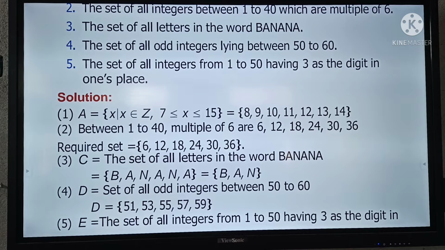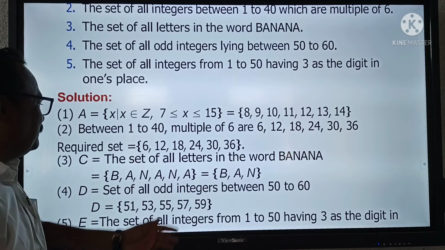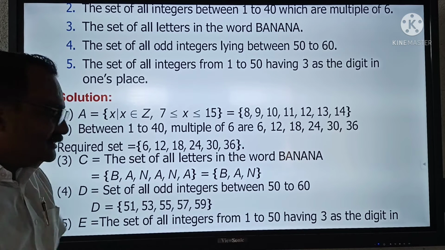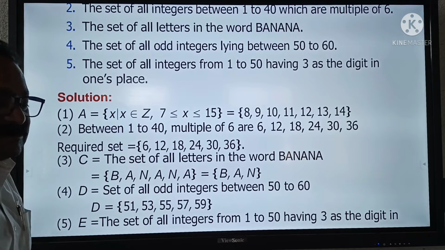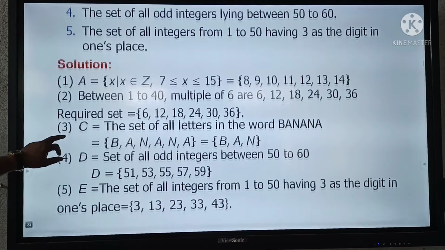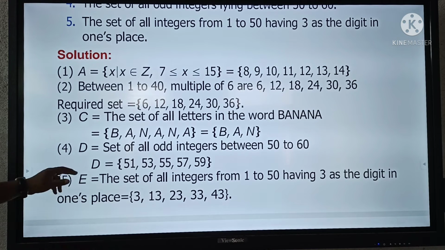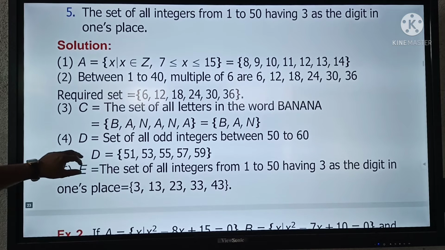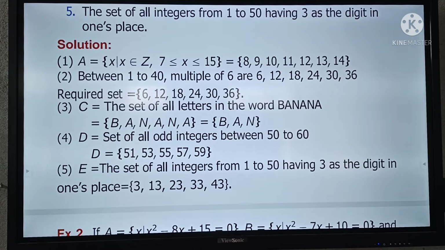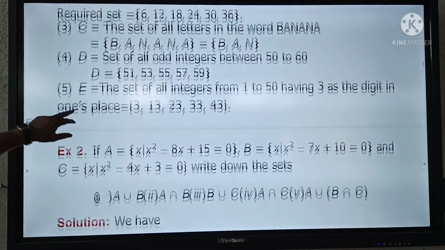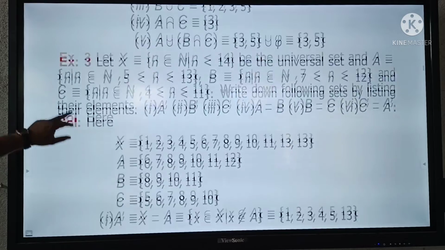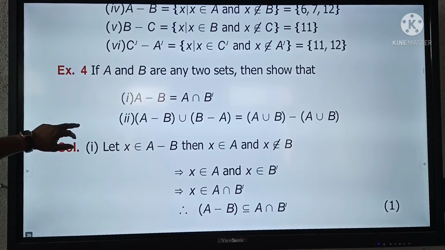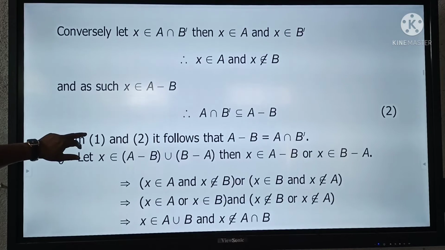Set of all letters in the word banana. The set of all letters in the word banana means only B, A, N, not B-A-N-A-N-A, because repetition is not allowed; objects must be distinct in a set. Set of all integers between 50 and 60 written in this way. Set of all integers from 1 to 50 having 3 as the digit in the ones place. So these are simple cases, no problem. These are the preliminary things.